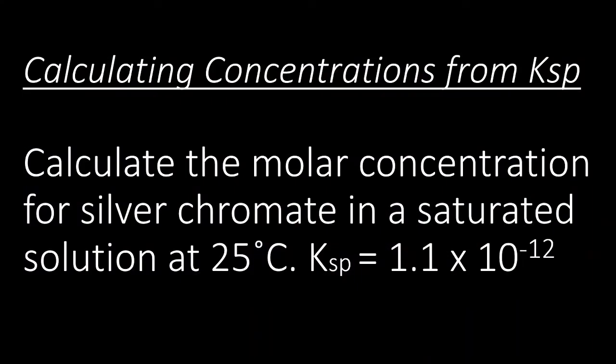So we're going to calculate the molar concentration of silver chromate in a saturated solution at 25 degrees Celsius. The molar concentration means how much of that substance is dissolved in the solution. And it tells us it's saturated at 25 degrees because remember, KSP changes with temperature. So they're just letting us know that the temperature is staying constant. The KSP, it tells us, is 1.1 times 10 to the minus 12. So if you're thinking it through, 1.1 times 10 to the minus 12 is a pretty small KSP. So we shouldn't expect a lot of the substance to be dissolved. So let's take a look at how we would solve this.